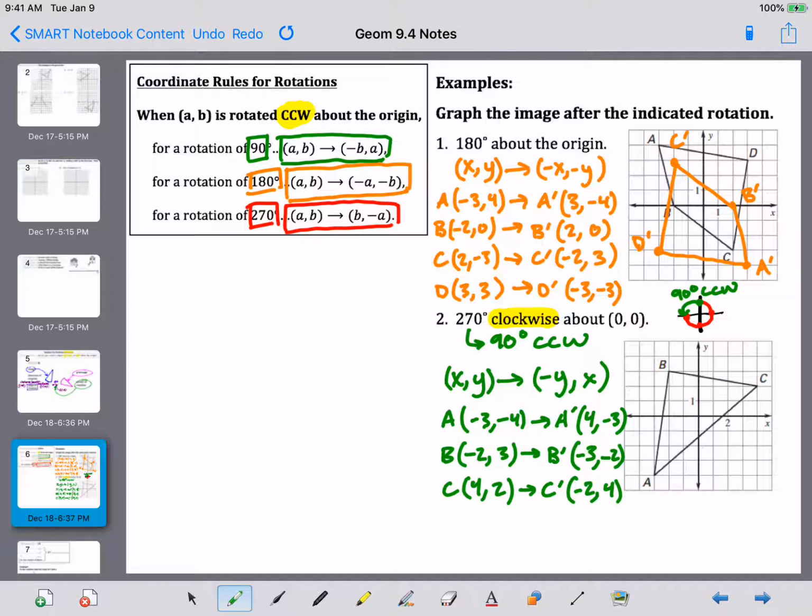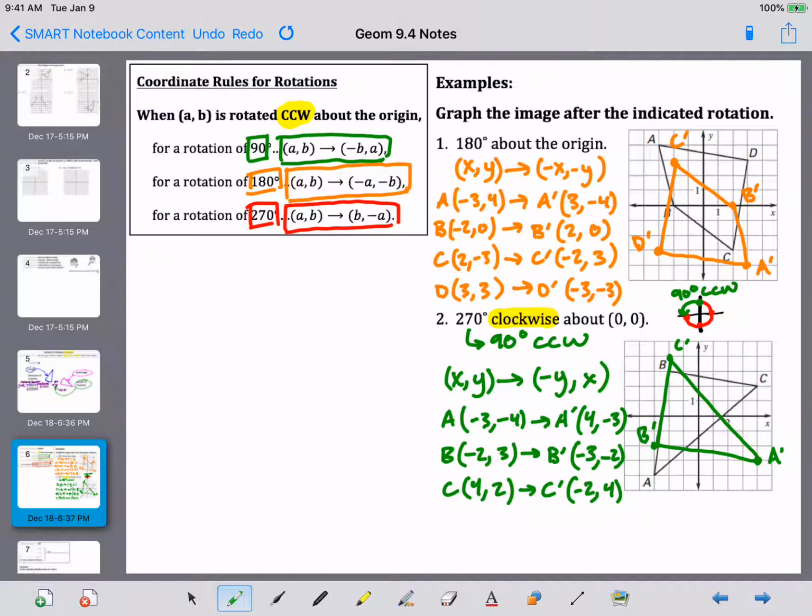All right, so now we've got our new points, or the images. A prime is at +4, -3. So there's A prime. B prime is at -3, -2. And C prime is at -2, +4. All right, so we end up with this figure. And it is still the same shape, it's just turned a little bit here, 90 degrees.